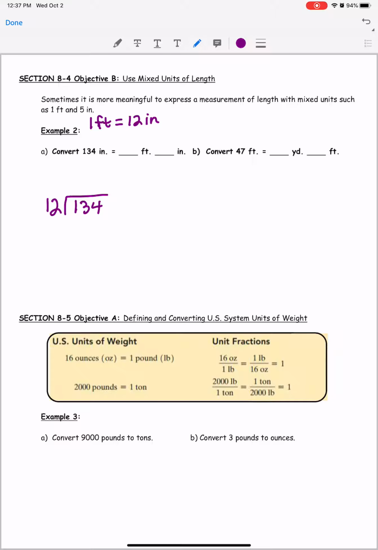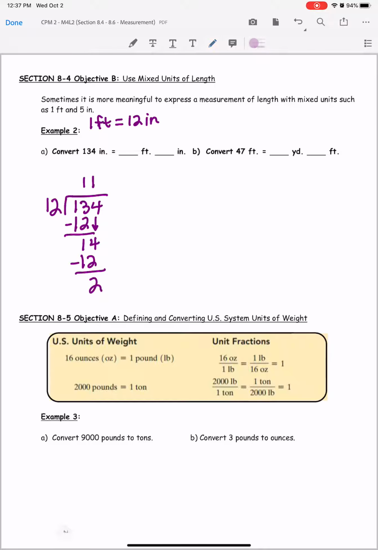All right, so 12 can't go into 1, but 12 can go into 13 one time. Multiply it back and we get 12. Subtract to get 1, bring down your 14. 12 goes into 14 one time, multiply it back, and subtract. So, once I get done with my long division here, this top portion is my feet, so we get 11 whole feet out of it, and then we're left with 2 inches. So we get 12 feet, nope, we get 11 feet and 2 inches.